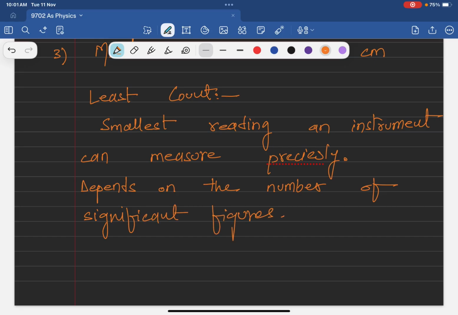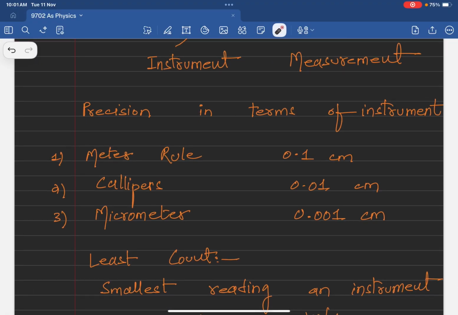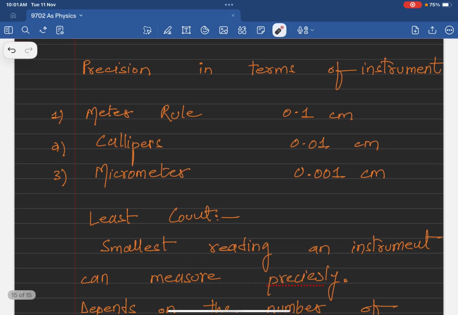So you see here that the meter rule can measure up to 0.1 centimeter. It can measure precisely up to 2 significant figures. The calipers can measure up to 0.01 centimeter, up to 3 significant figures, and the micrometer can precisely measure readings up to 0.001 centimeter, up to 4 significant figures. So precision depends on the number of significant figures.